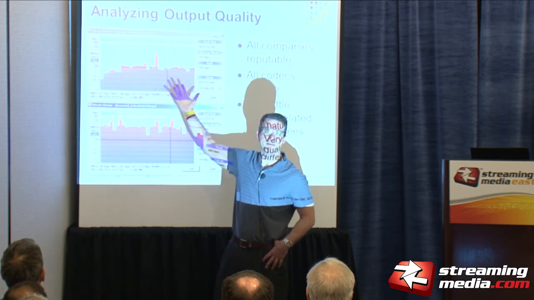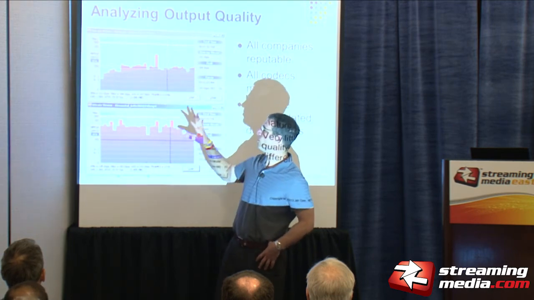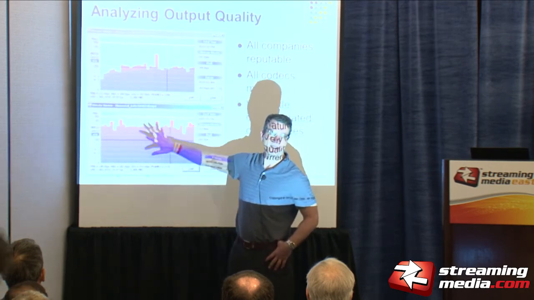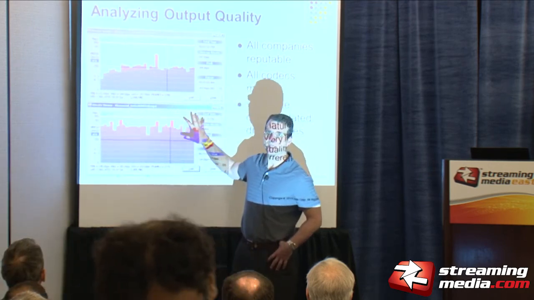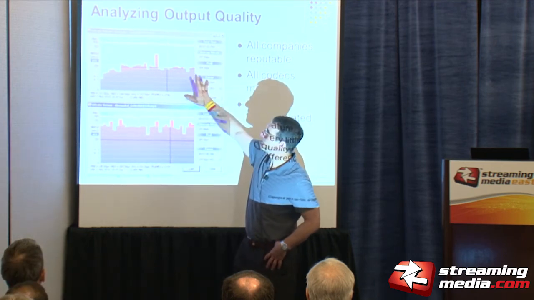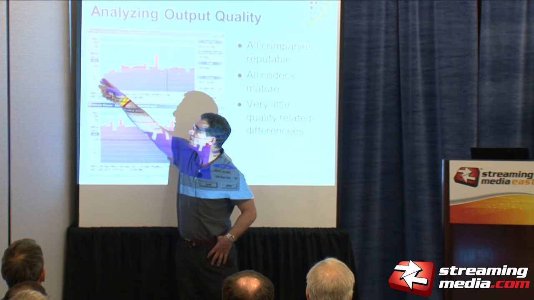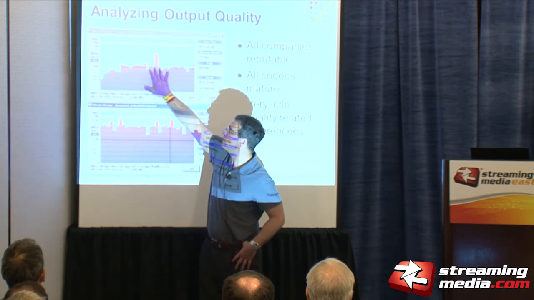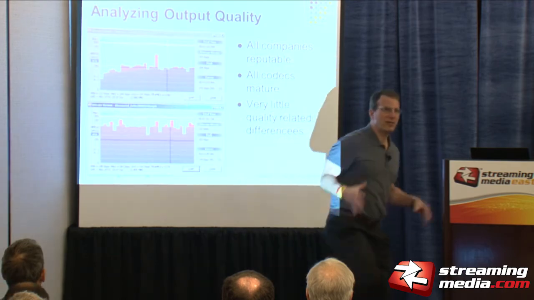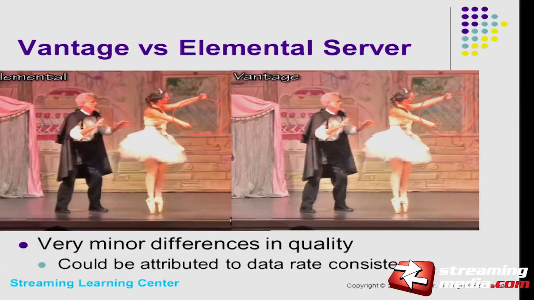Now I asked for a CBR file. So what Elemental gave me was a perfect CBR file, right? So the hard to compress and the easy to compress regions use the same data rate. This is the average data rate right here. The Vantage product started out low, and the data rate here, where that panning sequence is, is a little bit higher. So you can say, okay, it looks like Vantage has a little bit more quality here, but is that a data rate issue or is it an encoder issue?